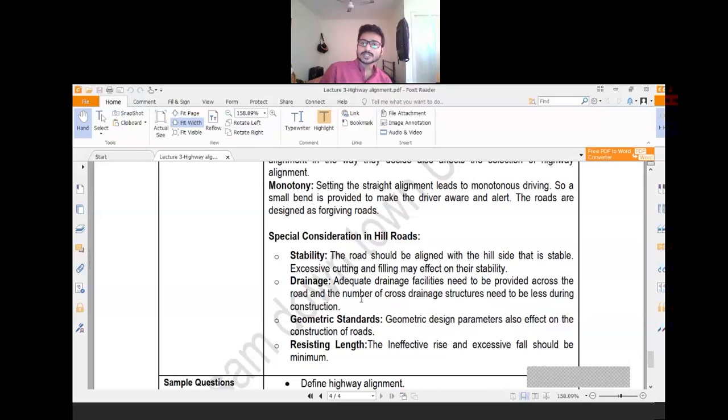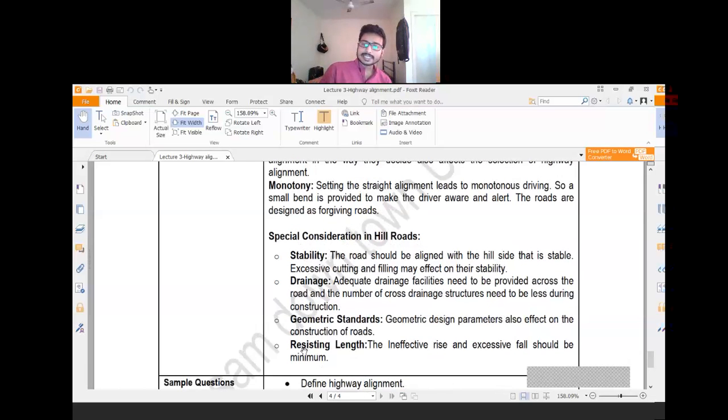Then geometric standards. For the hill roads, there are different geometric standards like gradients and other things. The details of this gradient, what we have to follow, and details of the vertical curve, we will discuss in our next chapter.